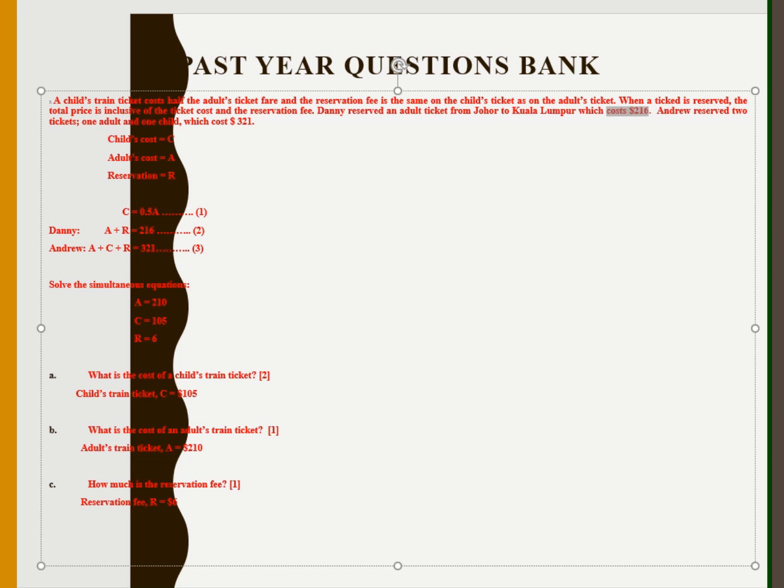So let's do it one by one. You have a child's cost, let's call it C. Adult's cost, let's call it A. And you have the reservation, which is R. So let's look at the first part of the question. A child's ticket is half of the adult. So child is equal to 0.5A. That means a child's ticket is half of the adult. So C is equal to 0.5A.